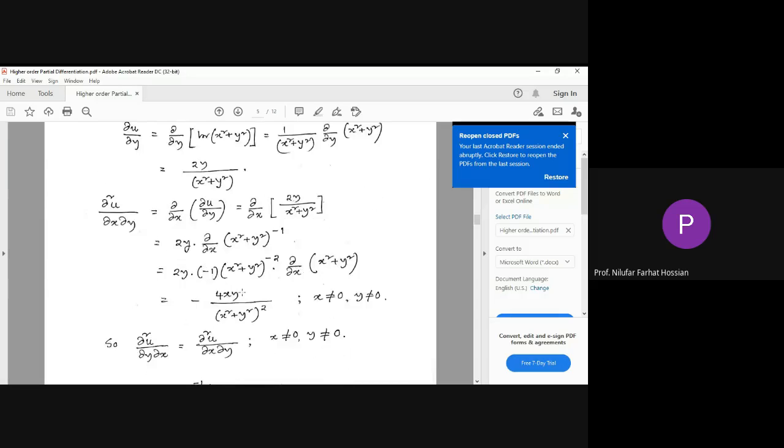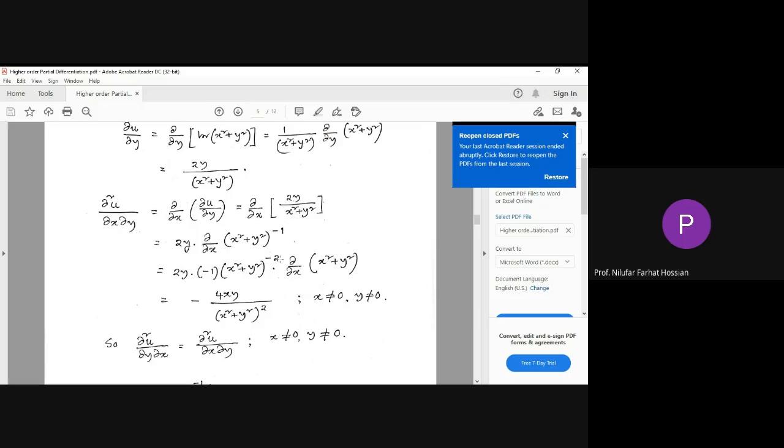Okay, so again you have to perform the differentiation partially with respect to x. So now it will be del square u by del x del y. So del x of del u by del y. That means del x of this whole thing. So now 2y is a constant, so you can take it outside the differentiation. So it will be del x of this. 1 over x square plus y square means x square plus y square whole to the power minus 1.